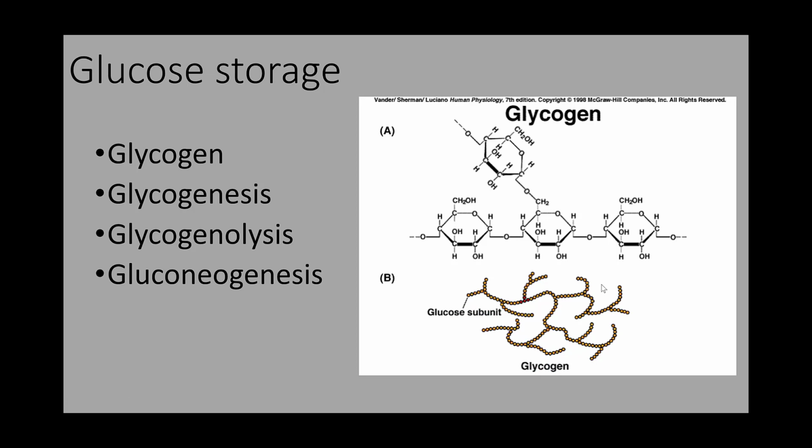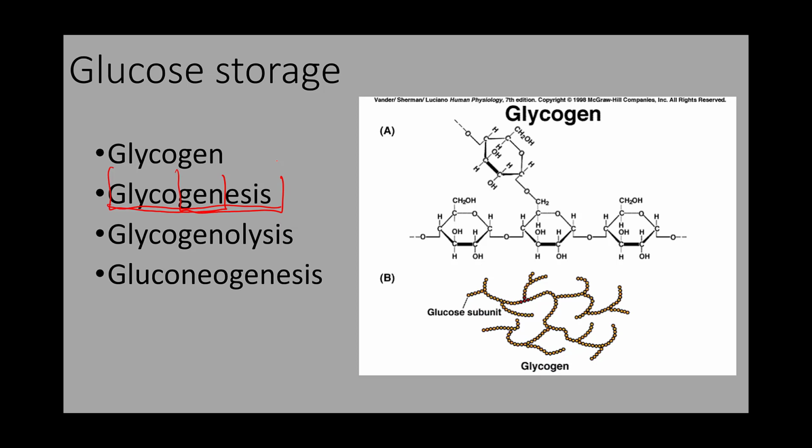When we have more glucose than we need at the moment, it is stuck together and stored as glycogen. That process of taking one glucose and sticking it to another glucose to make glycogen is called glycogenesis. So glycogen-genesis. Glycogen is what we're making. Genesis means formation, so it is the formation of glycogen.